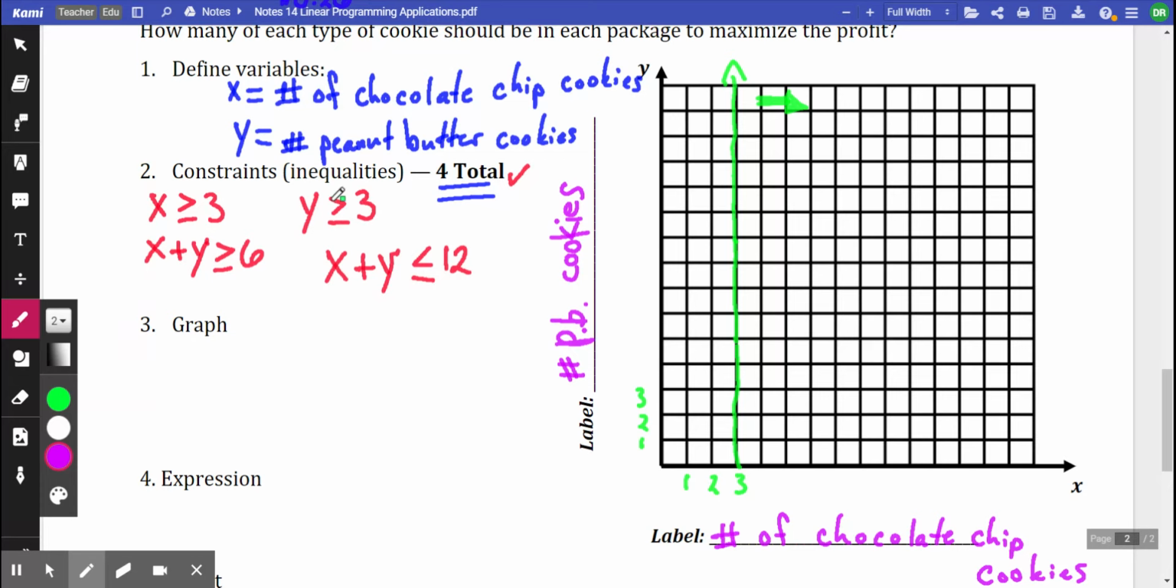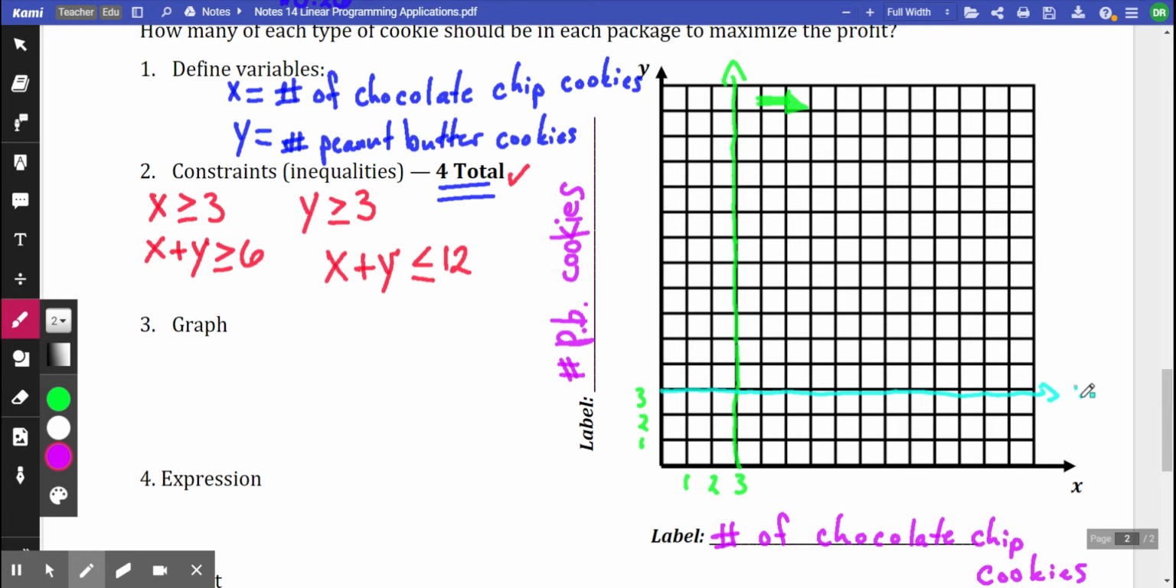We have another constraint that says y is greater than or equal to 3. Well, when we just use the letter y, that would be a horizontal line. So we're going to have a solid line because we can equal, and the solid line is going to be horizontal at a y value of 3, so that would be going this way. So let's draw this horizontal line across.